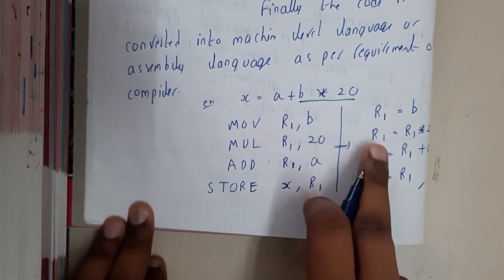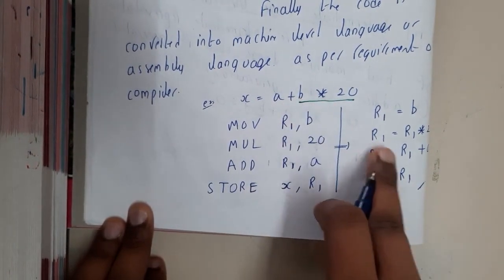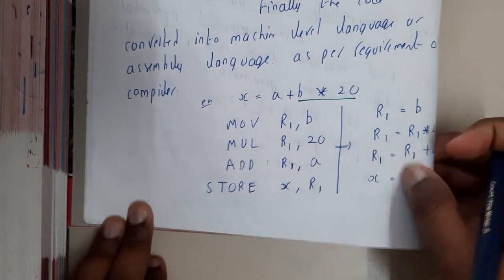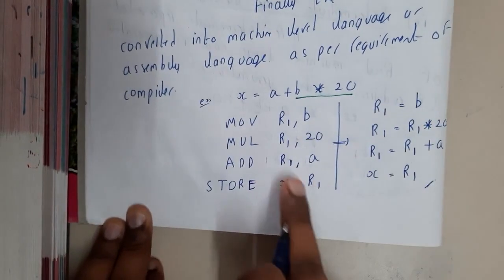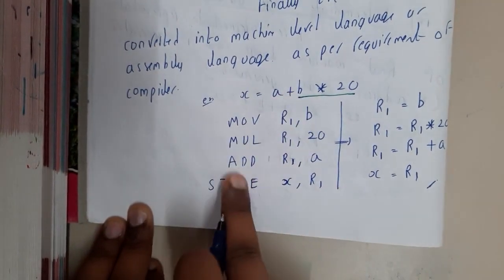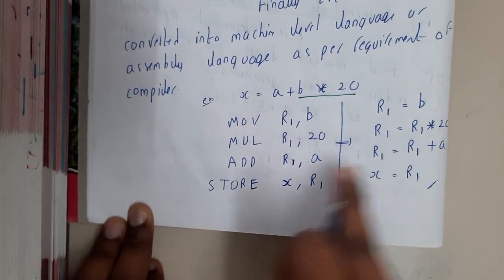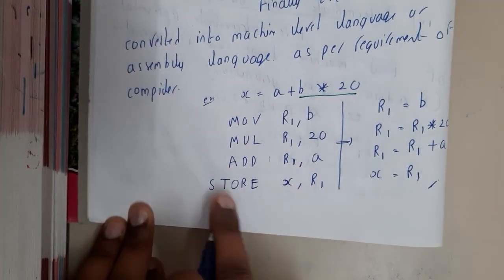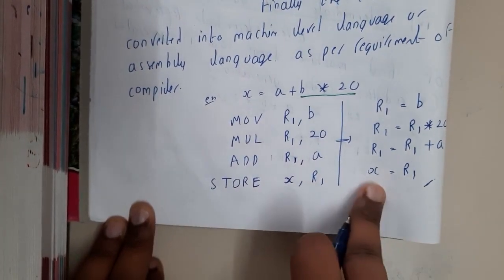Similarly, the second step is to multiply, so r1 is equal to r1 into 20. Then you multiply it: mul r1 comma 20. Then you add it with a: add r1 comma a, r1 is equal to r1 plus a. At the end you store it in x, so store r1 in x. Done. x is equal to r1.